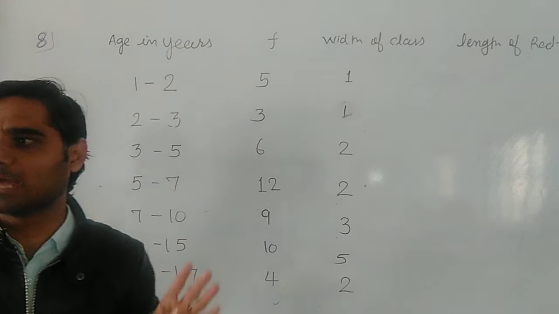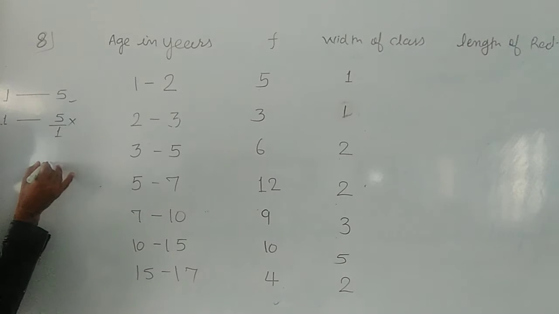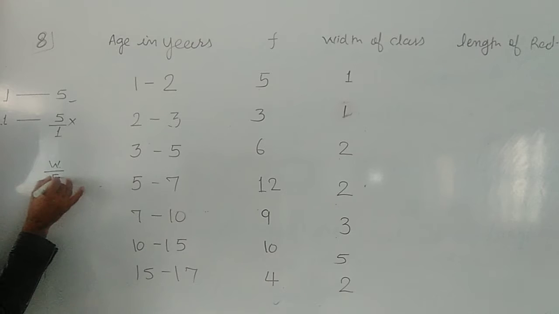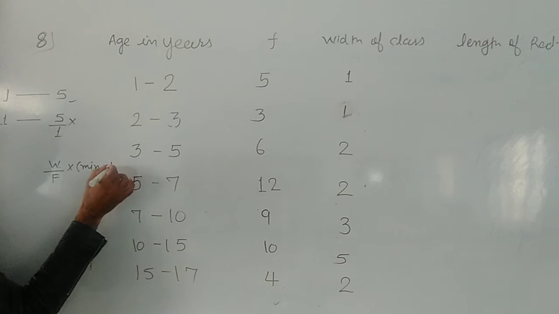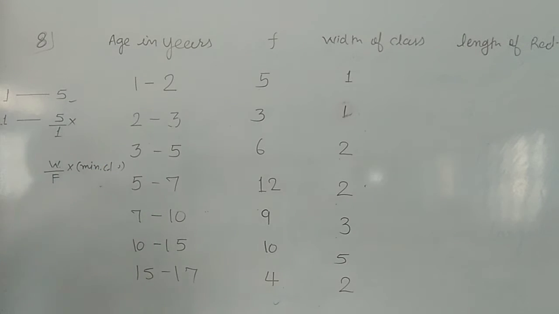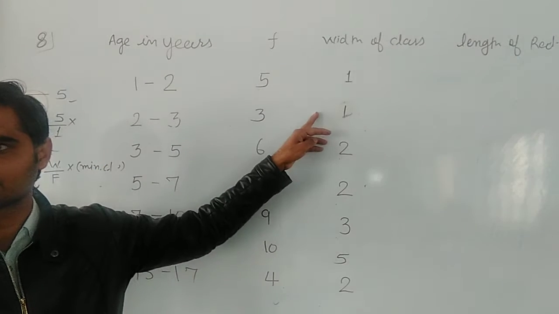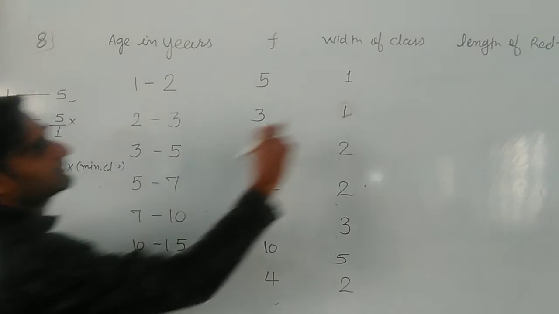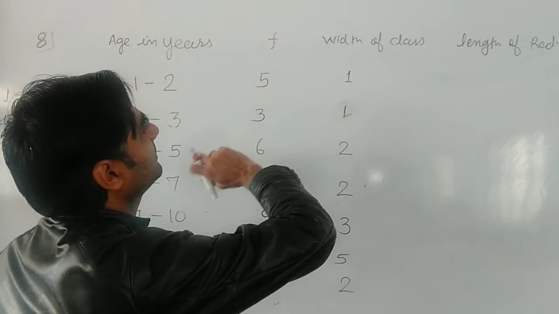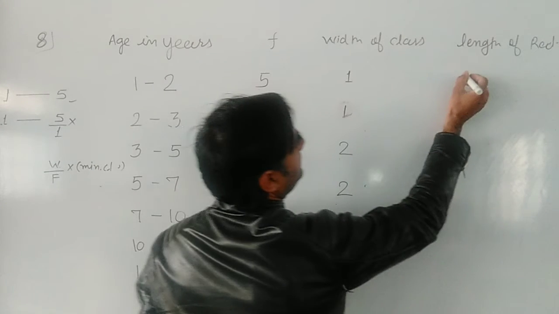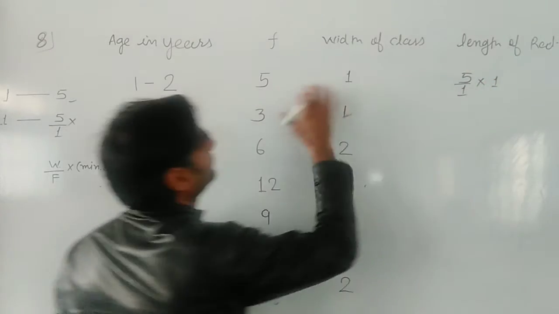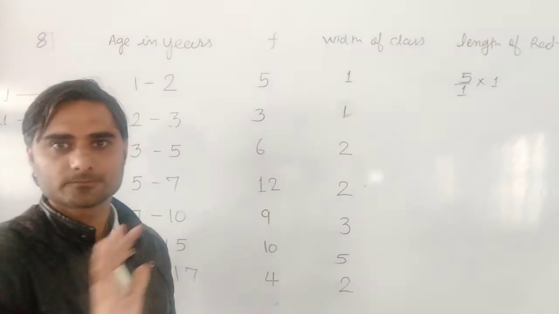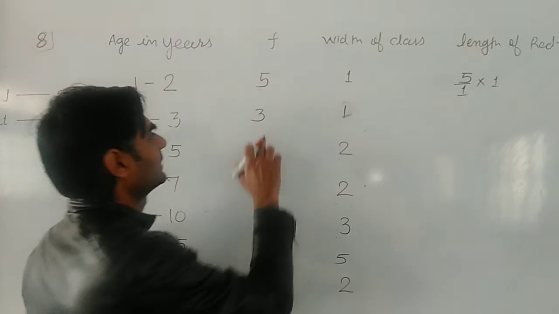You understand that we have a formula. What is it? This one is the width of class upon frequency, multiply by minimum class size. The minimum class size is 1 only, right? So what will we do here? The length of rectangle will be, what will that length of rectangle be? Say 5 upon 1 multiply by 1. Are you getting it? Yes, sir. 5 upon 1 multiply by 1. For this one?